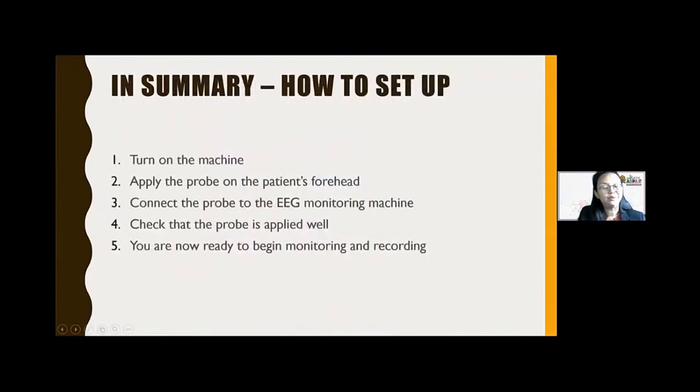In summary, how do we set up? First, we turn on the machine. Then we apply the probe on the patient's forehead. We connect the probe to the EEG monitoring machine. We check that the probe is applied well, and you're now ready to begin monitoring and recording.